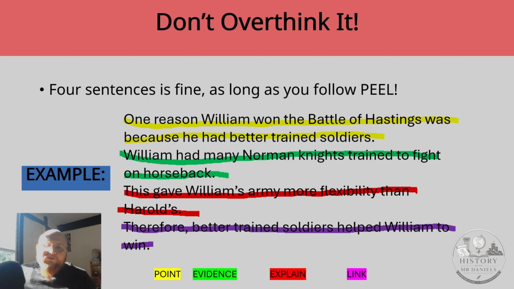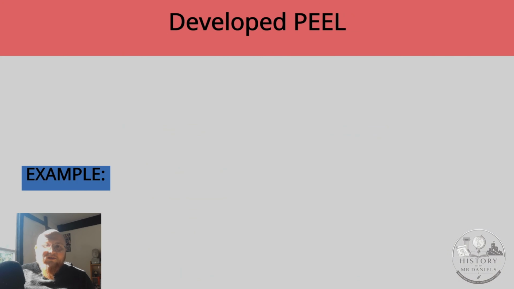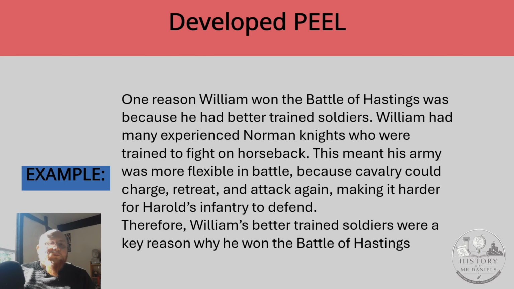You can, of course, develop it, so you don't have to just stick to 4 sentences. If you have a bit more time, if you want to get a bit more knowledge in there, you can develop the answer. A slightly more developed version could be, one reason William won the Battle of Hastings was because he had better trained soldiers. William had many experienced Norman knights who were more trained to fight on horseback, and this meant his army was more flexible in battle because cavalry could charge, retreat, and attack again, making it harder for Harold's infantry to defend. Therefore, William's better trained soldiers were a key reason why he won the Battle of Hastings.